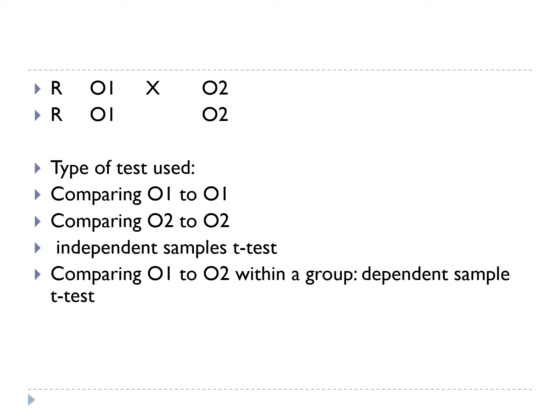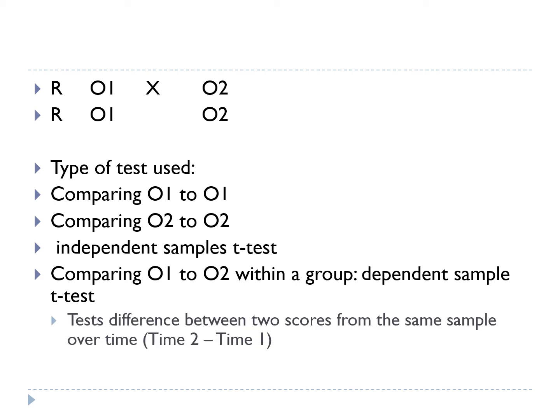Let's say that you wanted to compare O1 to O2. In this particular case, you'd be looking at change over time. As a reminder, this is something that would use a dependent sample t-test. Do you remember dependent sample t-tests from statistics? This is where you have the same group of people and you're looking at how they change over time. So if you were comparing O1 to O2, that would use a dependent sample t-test, which would test the difference between two scores from the same sample over time. So that's just a brief reminder about independent and dependent sample t-tests, just to refresh yourself a little and connect it with the study's design.